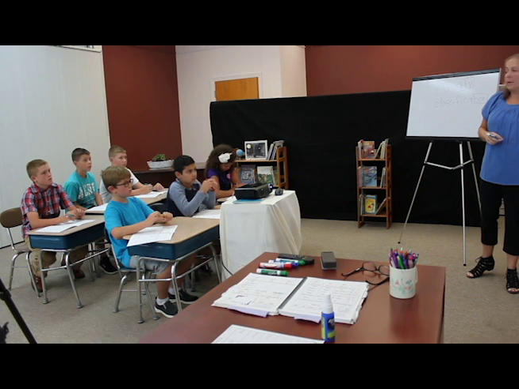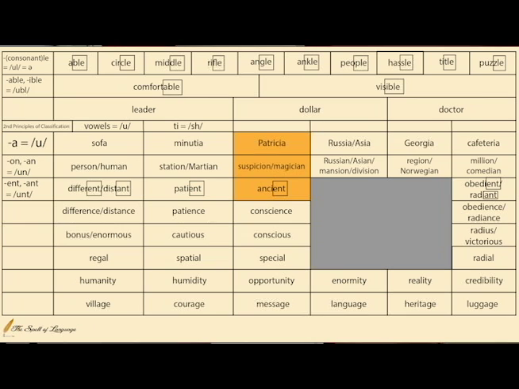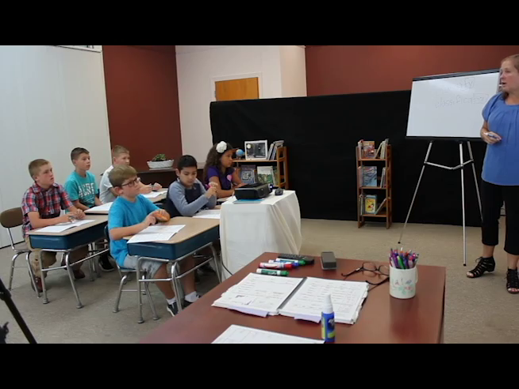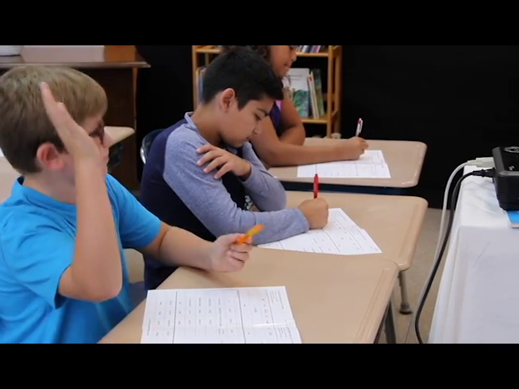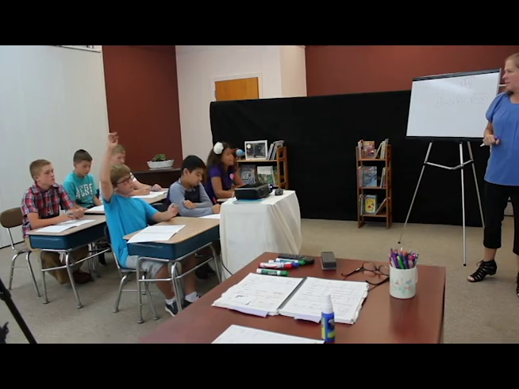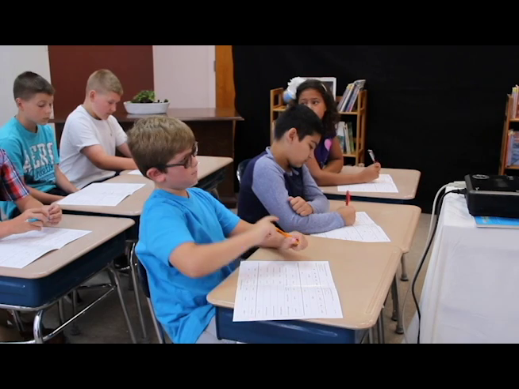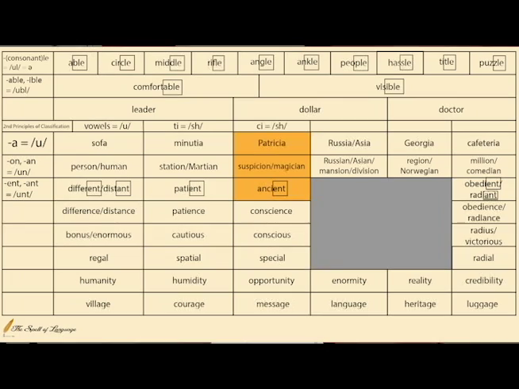Here are another two letters. All in this column, we add it to the vowel sound. There are two letters that also say shh in this column. Do you see two letters there? CI. CI can also say shh.